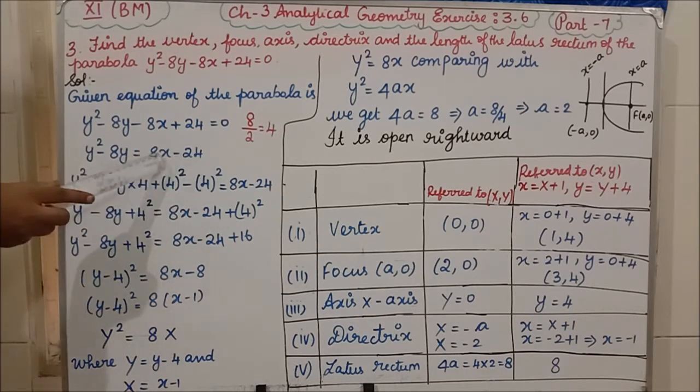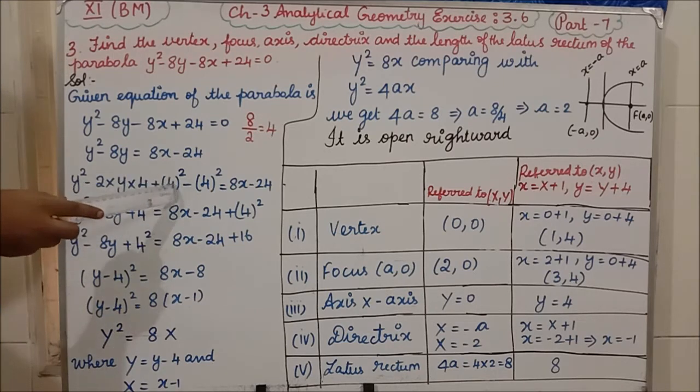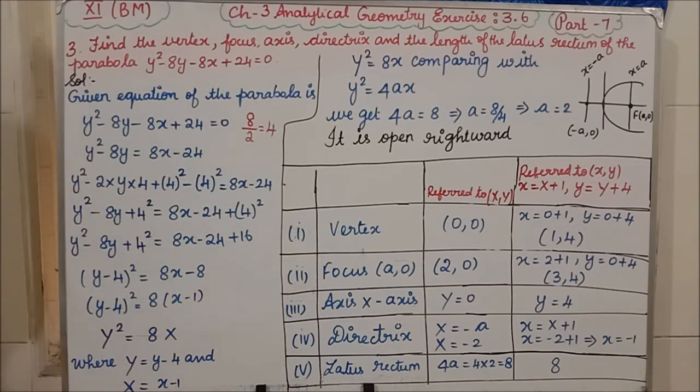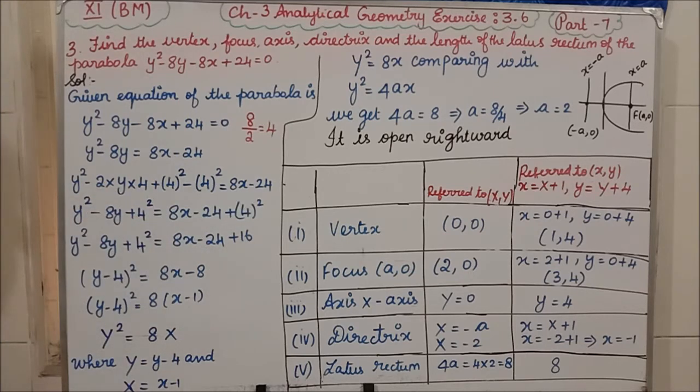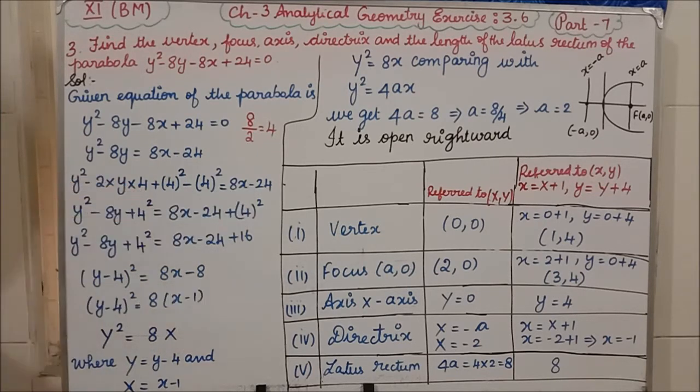Here it is equal to the same, 8x minus 24. Clear, all of you? y square minus 8y, 4 square I am writing. Is equal to, I am taking the minus 4 square whole square to that side: 8x minus 24 plus 4 the whole square. The next step, y square minus 8y plus 4 whole square is equal to 8x minus 24, 4 square is 16.